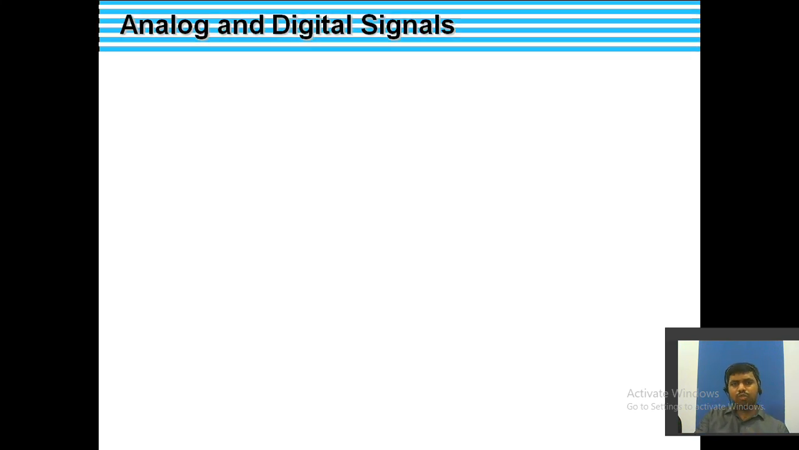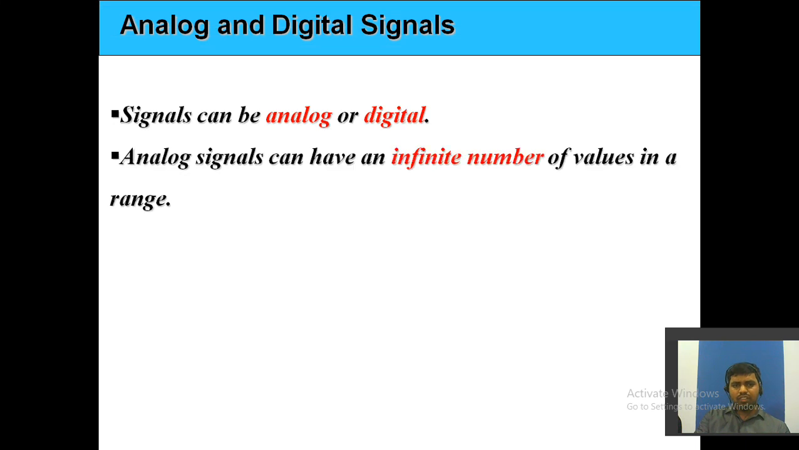In this topic we are discussing 3 points. The first one is that signals can be analog or digital. Data can be analog and digital, and signals can be analog and digital. Where is the diagram for analog, and where is the diagram for digital? These diagrams are given in the next slides.